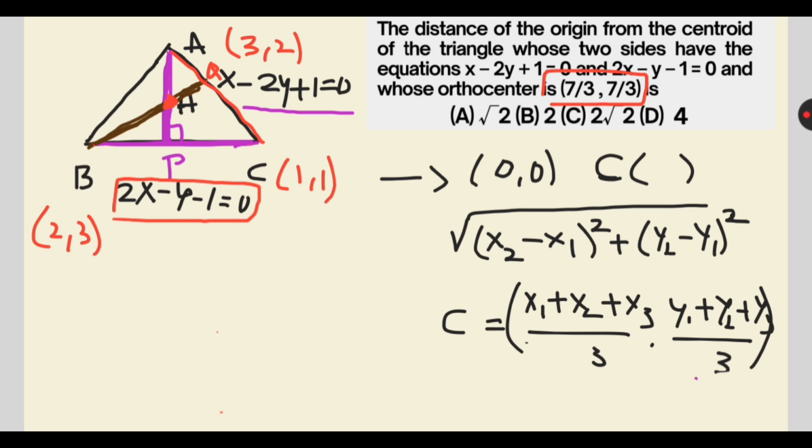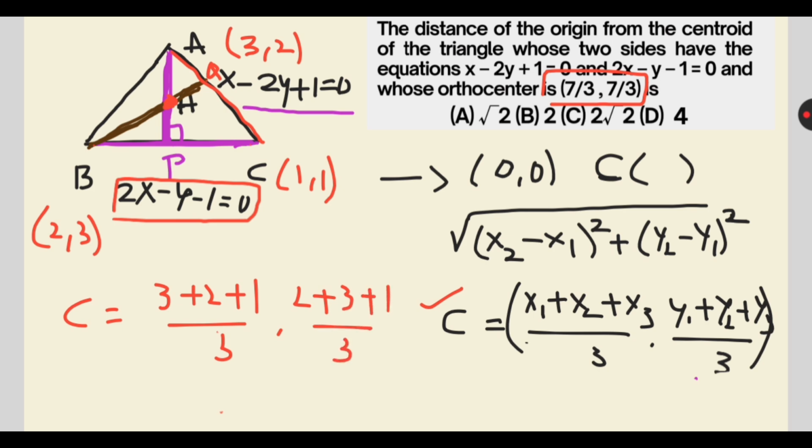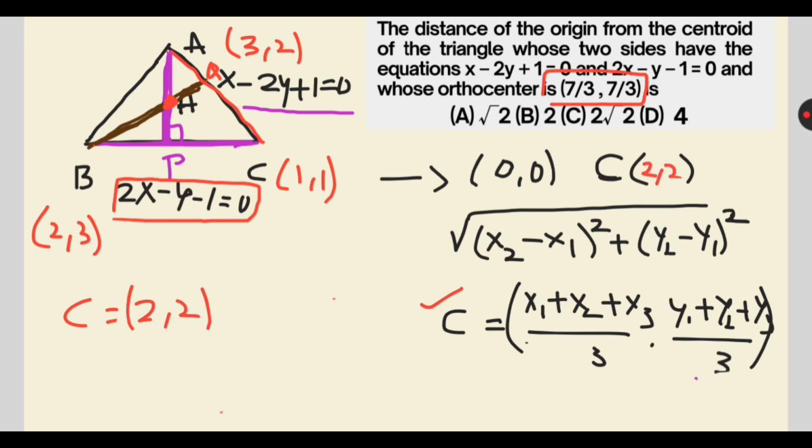So we can easily find the centroid. The centroid is (x1 plus x2 plus x3) over 3, then (y1 plus y2 plus y3) over 3, which is 2, 2. The centroid is 2, 2. So we got this 2, 2.